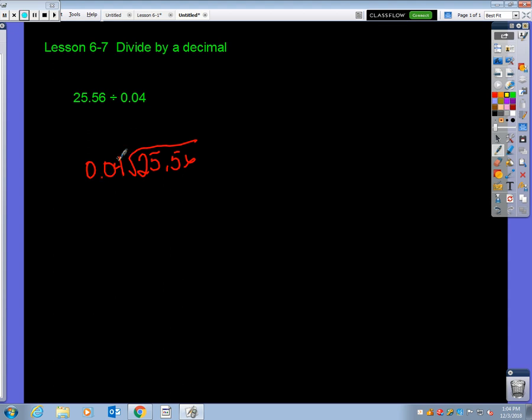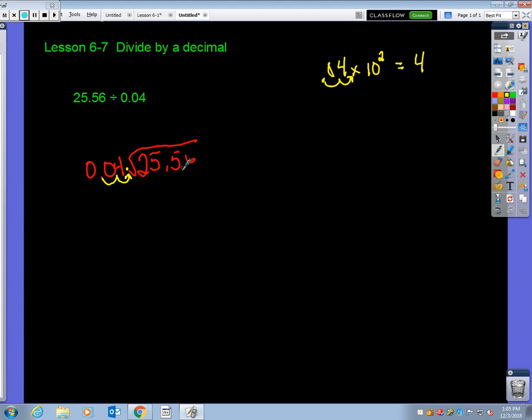We need to change 4 tenths into something that is a whole number. So I need to make it 4 wholes. I do that by multiplying by 10 to the first power, because when I multiply a decimal by a power of 10, all I'm doing is moving the decimal places to the right, which gives me 4. So we're going to take that decimal and move it to make it a whole number. What you do to your divisor, you must also do to your dividend.